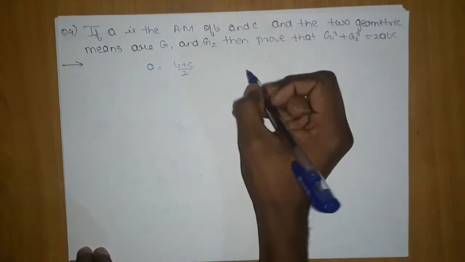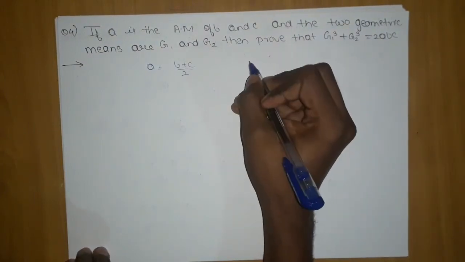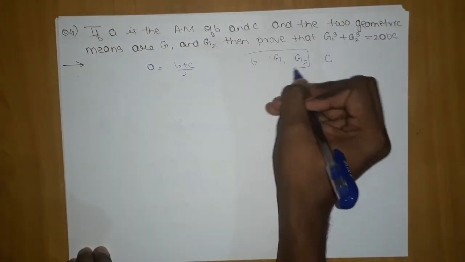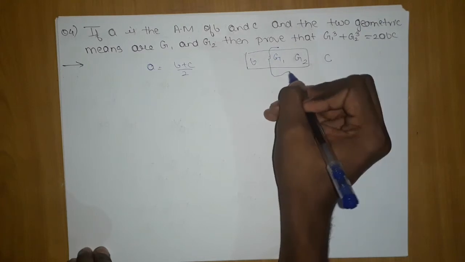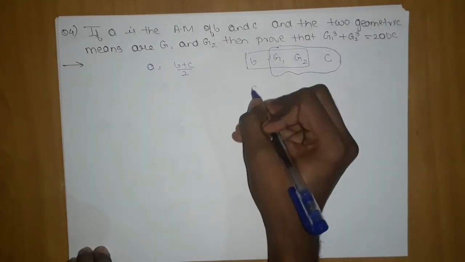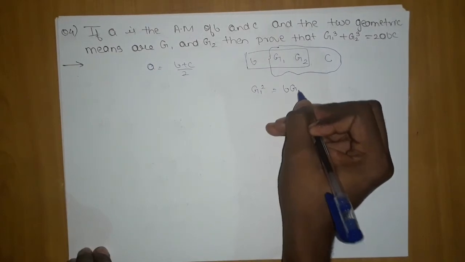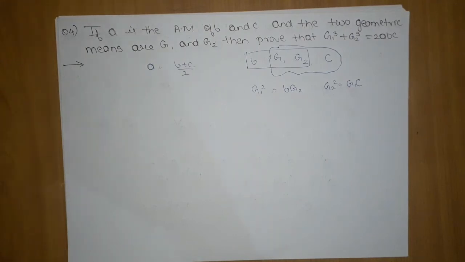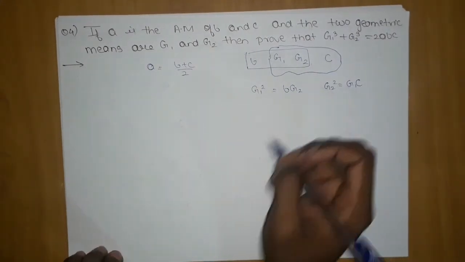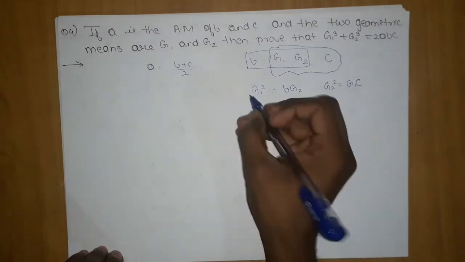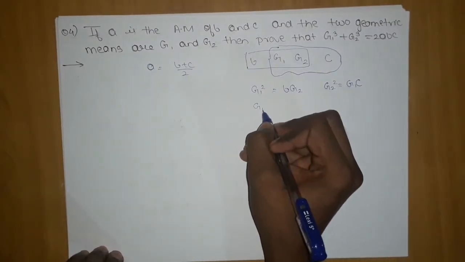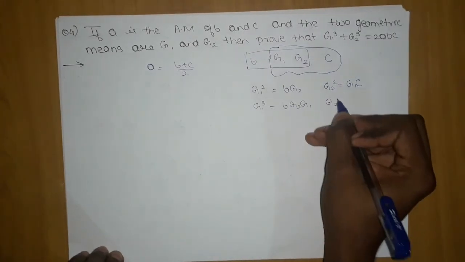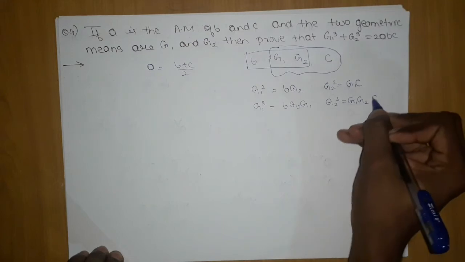Now there are two geometric means, g1 and g2, between b and c. If I consider these three terms in GP, and similarly these three terms in GP, then I can write g1 square equals b g2, and similarly g2 square equals g1 c. Yes, I can surely write this. Now what I want is g1 cube and g2 cube. If I multiply by g1 again, g1 cube equals b into g2 into g1. Similarly, g2 cube is g1 into g2 into c.